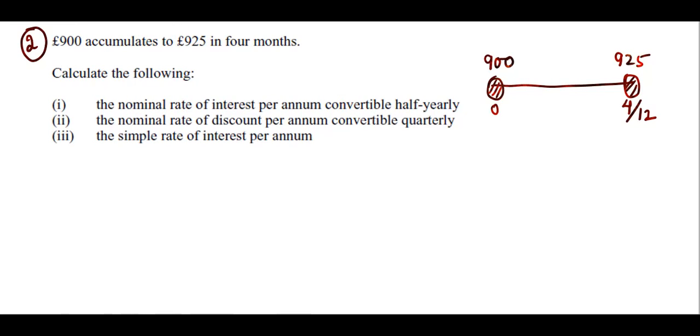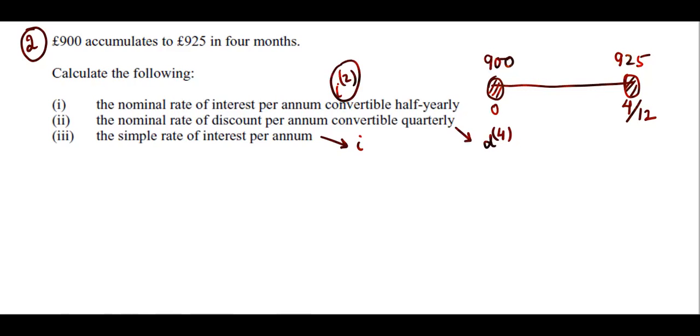Calculate the following. The nominal rate of interest per annum convertible half yearly. You need to find this one, I2. The nominal rate of discount per annum convertible quarterly, D4. The simple rate of interest per annum, I simple. These are the 3 you need to find.